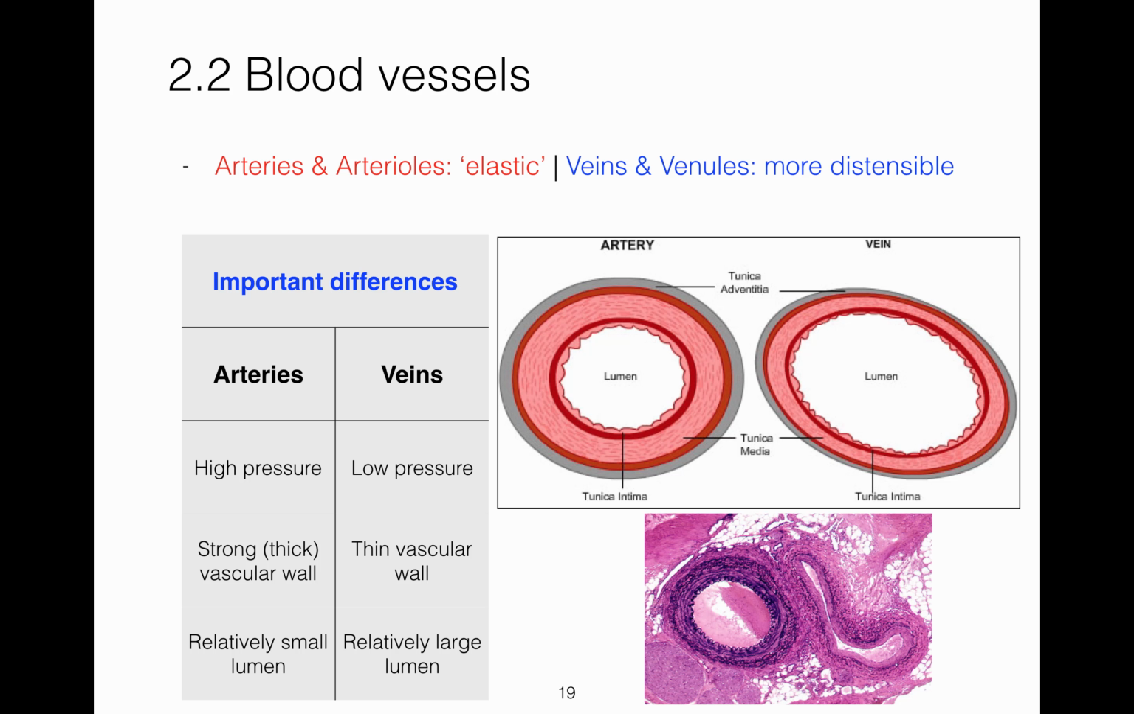Arteries and arterioles are the more elastic type of blood vessels, as the blood within them is of a higher pressure. They have strong, thick, vascular walls with a relatively small vessel lumen. Veins and venules are the more distensible blood vessels, as the blood within them is of a lower pressure. They have thinner walls with a relatively large vessel lumen.